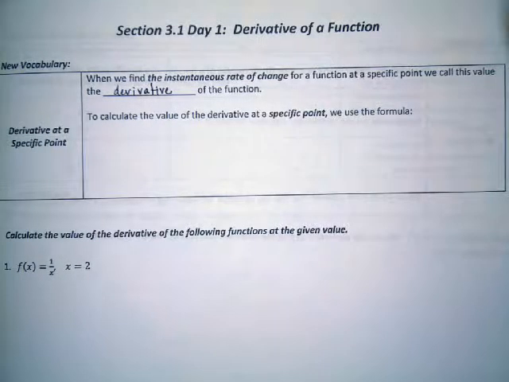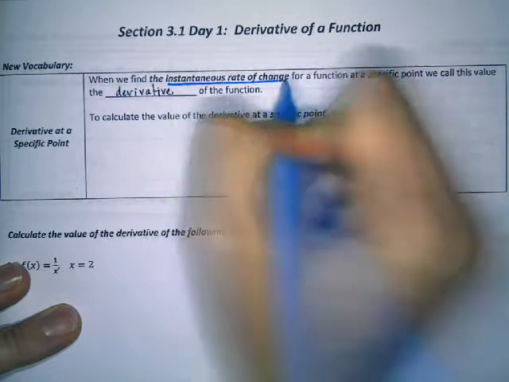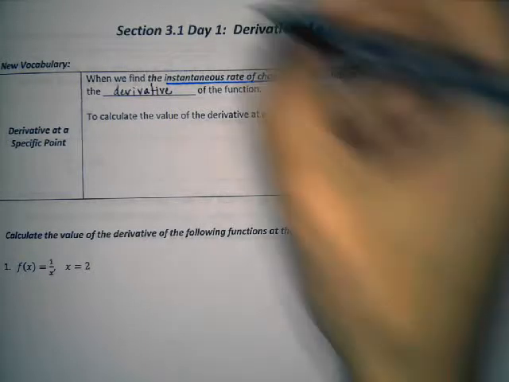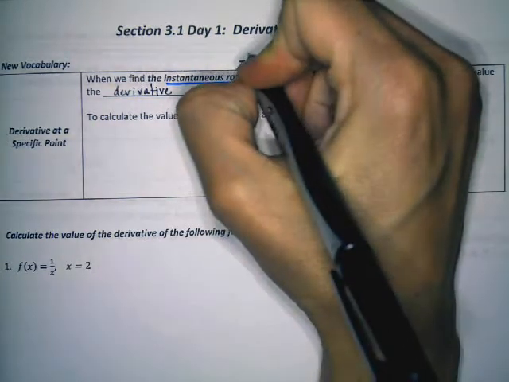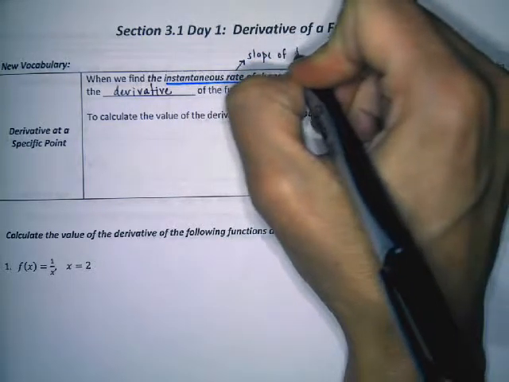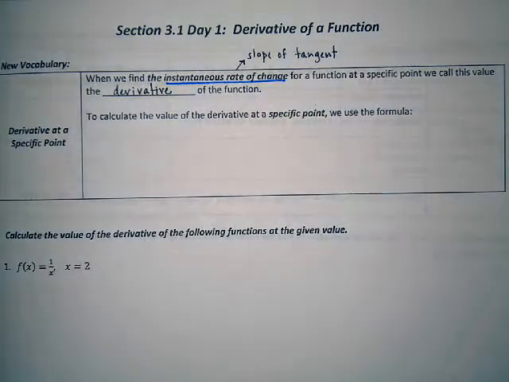Now, hopefully you picked up already, right? We've been talking a lot about this instantaneous rate of change. Now we know that's called the derivative, but I want you to keep in mind this is also what we've been doing when we've been talking about the slope of the tangent. So now we know the instantaneous rate of change, the slope of the tangent, and the derivative are all the same thing.